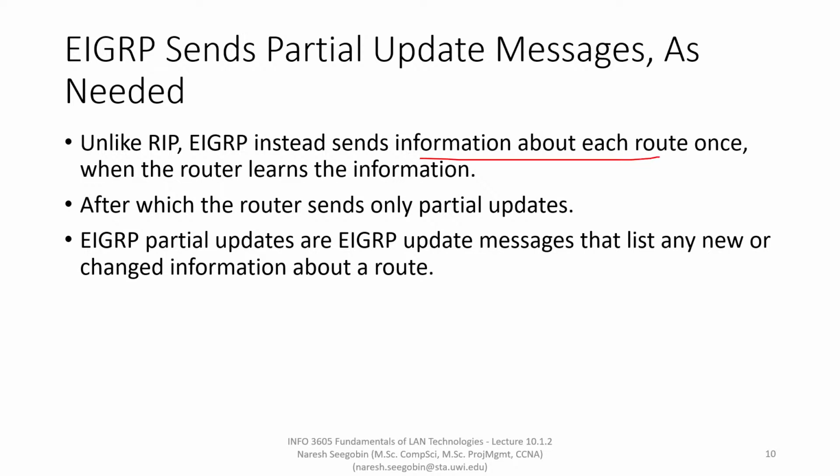Right, it sends information about each route once. It doesn't send it in every single update. It just sends it once. The device will learn it, and sometimes you don't get an update until your route changes, and that could mean weeks to months to years, depending on how stable your routes are. After which you only send partial updates of any changes, any new or changed information about a route.